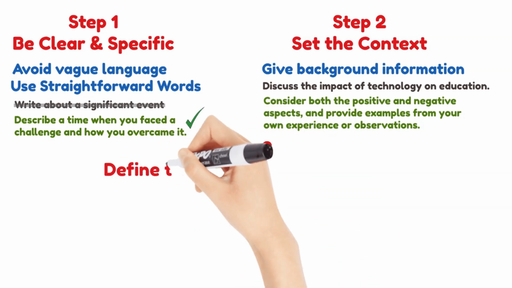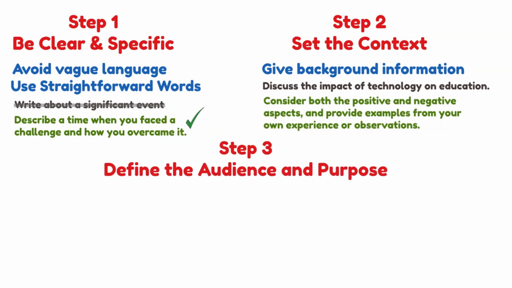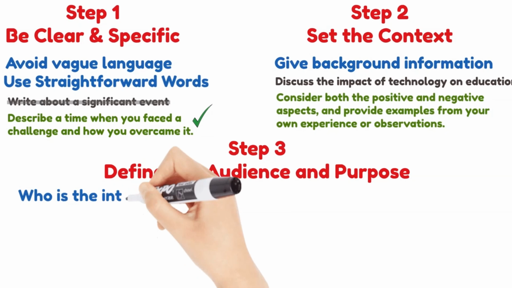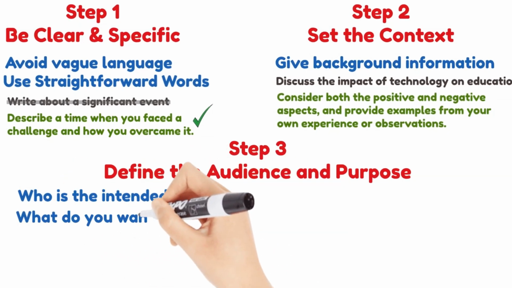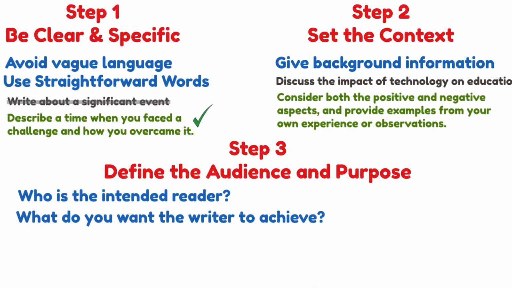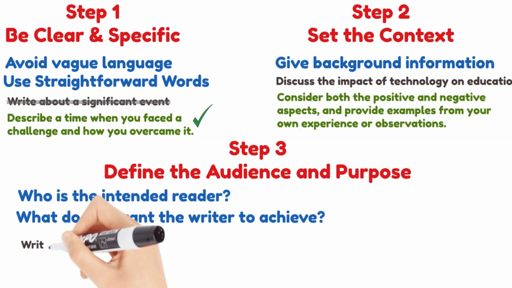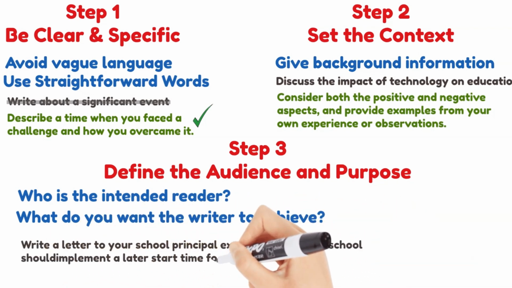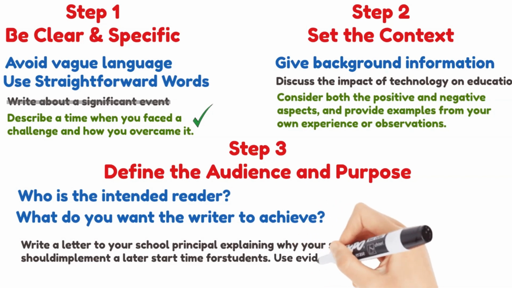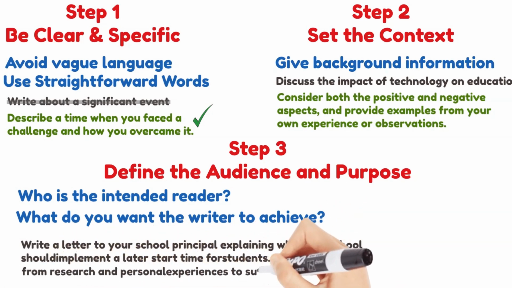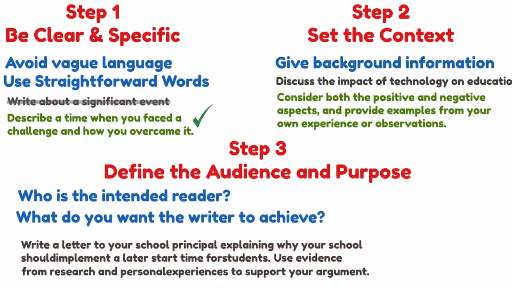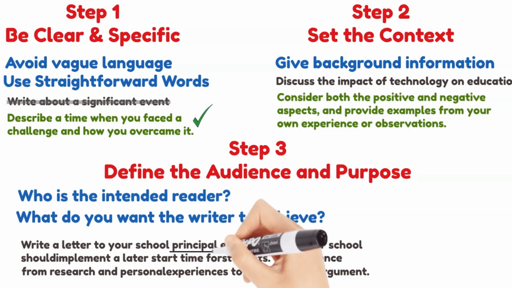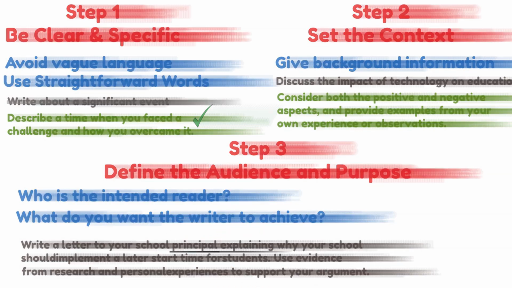Step 3. Define the audience and purpose. Another important aspect of a strong prompt is defining the audience and purpose. Who is the intended reader? What do you want the writer to achieve? For example, you might say, "Write a letter to your school principal, explaining why your school should implement a later start time for students." Use evidence from research and personal experiences to support your argument. Here, the audience is the principal, and the purpose is to persuade.